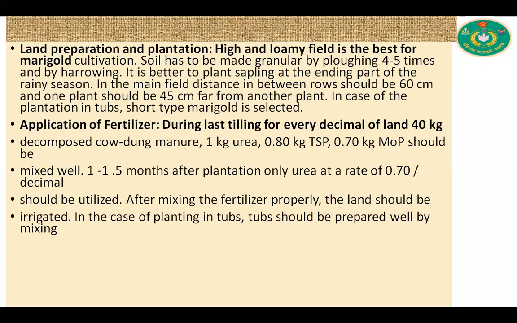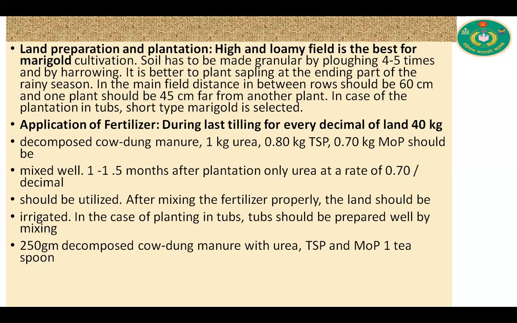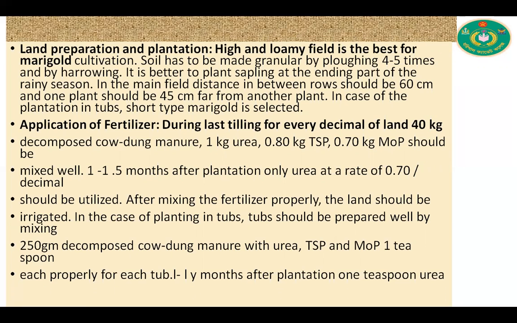In the case of planting in tubs, tubs should be prepared well by mixing 250 gram decomposed cow dung manure with urea, TSP and MOP, one teaspoon each for every tub. One month after plantation, one teaspoon urea should be used again.